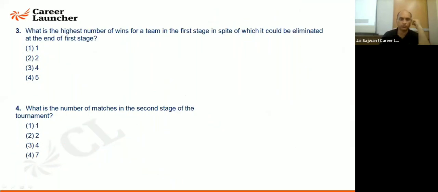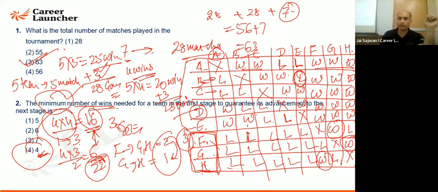I have given you the case as well. What is the highest number of wins for a team in first stage in spite of which it could be eliminated at the end of the first stage? 5. What is the highest number of wins? How many wins can someone have and still be eliminated? I have just given you the reason here. With 5 wins, there are 5 teams coming.